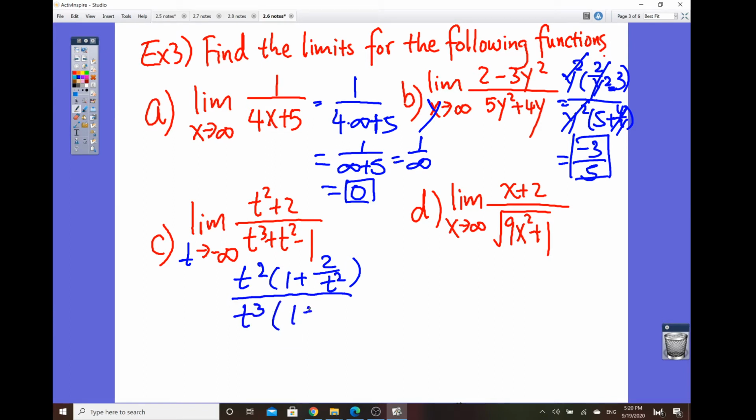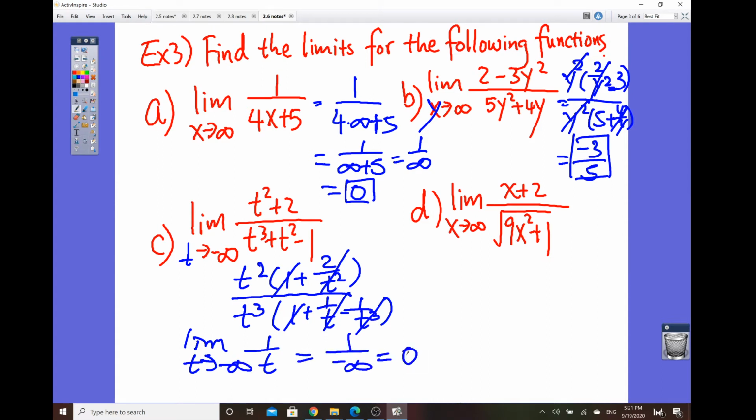So we do have 1 plus 1 over t minus 1 over t squared. T cubed, excuse me. So again, all those small rational terms, they're all considered going to 0. And then once you reduce, this one is considered 1 over t. So finding the limit as t goes to negative infinity. So 1 over negative infinity, which is what? 0.